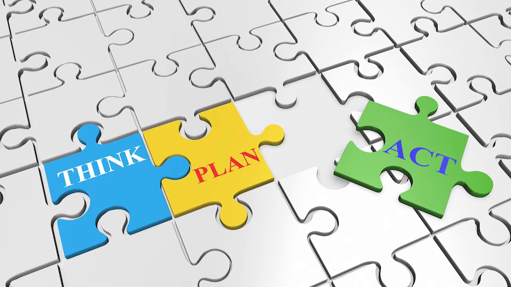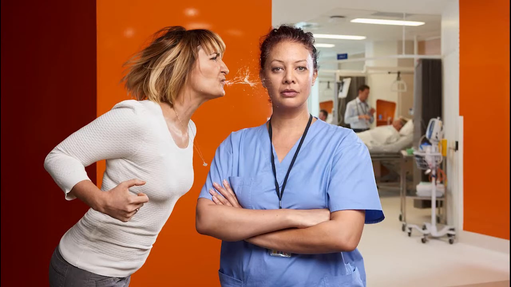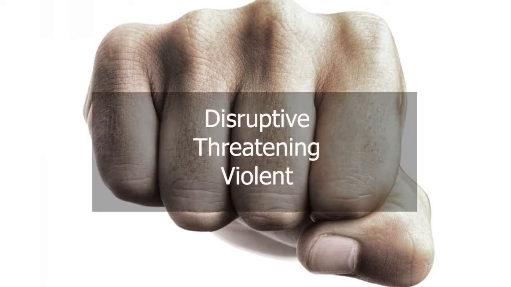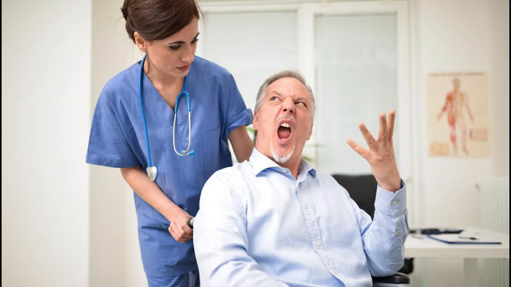You can't always prevent violence, but you can reduce the risk by planning ahead and being prepared to act swiftly to deal with threats, intimidation, and other disruptive behavior at an early stage. Workplace violence typically falls into 3 categories: disruptive, threatening, and violent behavior. Although disruptive behavior doesn't include physical violence, it can escalate into a serious situation if it's not dealt with appropriately.